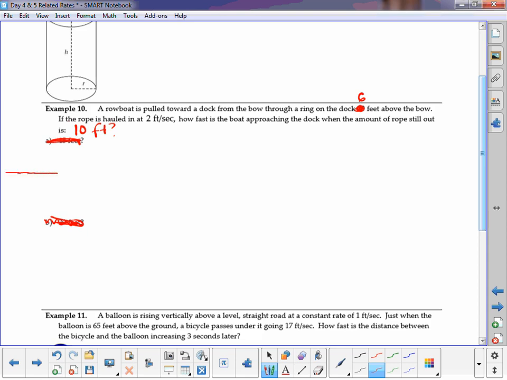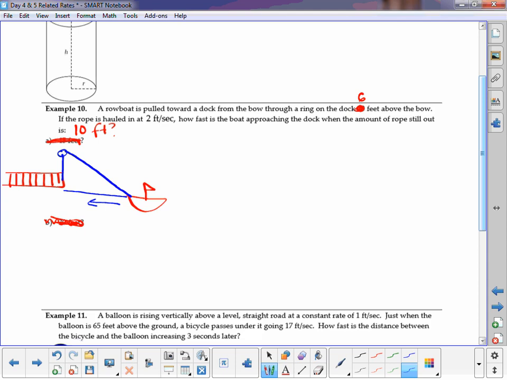So we've got a dock, some planks of wood, and we have a rowboat being pulled toward the dock. So I'm going to draw my rowboat here. I know it's not a sailboat, but for me to know that it's a boat, I need a sail on it. And it says the rowboat is being pulled toward a dock from the bow through a ring on the dock 6 feet above the bow. Alright, so there's a ring 6 feet above. And we have that the rope is pulling it in, and so it's heading toward the dock. Okay, so the boat is going closer to the dock.